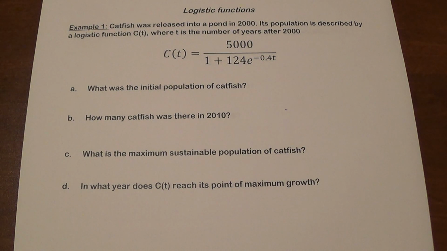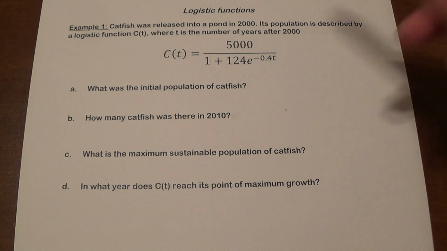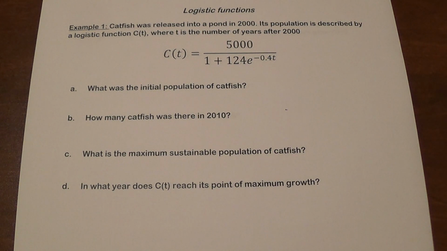Catfish was released into a pond in 2000. Its population is described by a logistic function C of t, where t is the number of years after 2000. Here's our function. What was the initial population of catfish? How many catfish were there in 2010? What's the maximum sustainable population of catfish? And in what year does it reach its point of maximum growth?